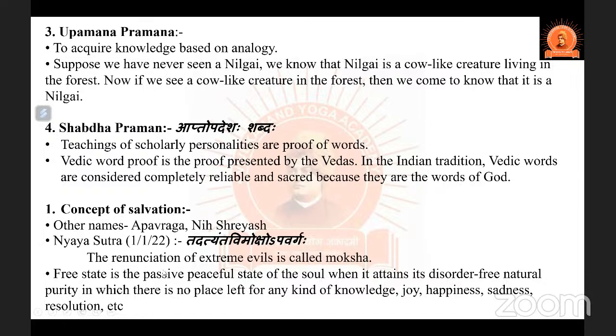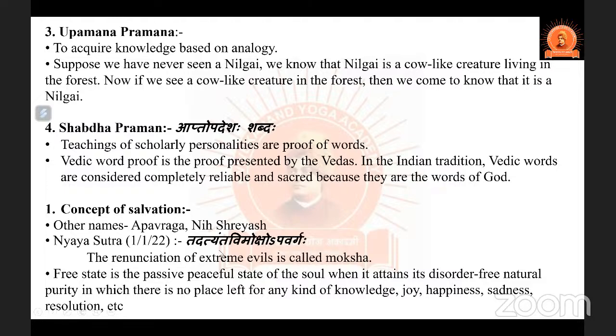From the first chapter, in the first sub-chapter, the 22nd verse says that renunciation of extreme evils, whatever extreme evils are present within a person, getting a feeling of vairagya, getting completely abandoned from that evil, is called moksha according to Nyaya philosophy. So the free state is nothing but a passive, peaceful state of the soul where it attains its disorder-free natural purity. There is no place for knowledge, joy, happiness, sadness, or resolution. It is like an empty void state, neither joy nor sadness, neither happiness nor sorrow, neither knowledge. It is just a samya avastha, a passive peaceful state of the soul, that is called liberation according to Nyaya philosophy.